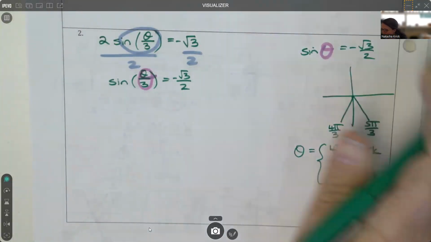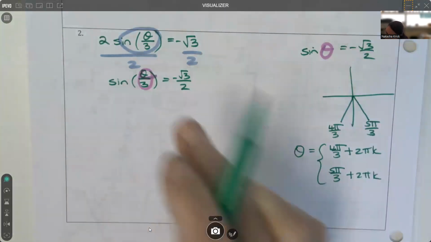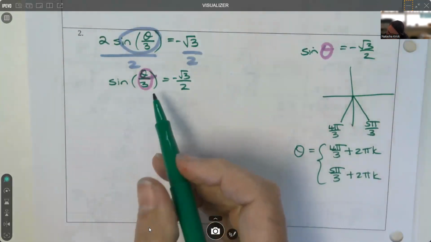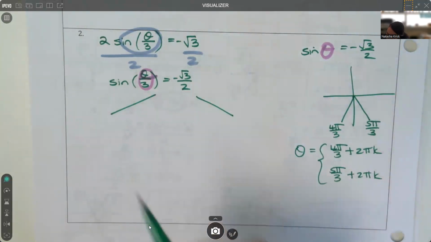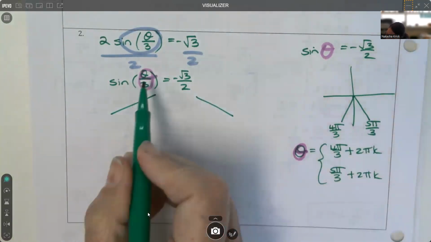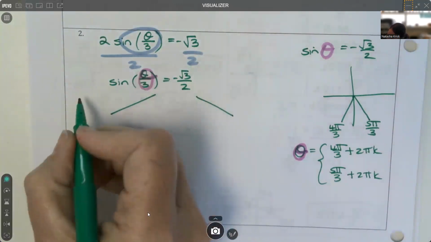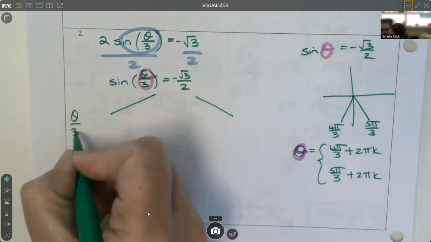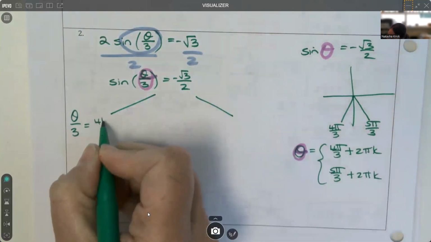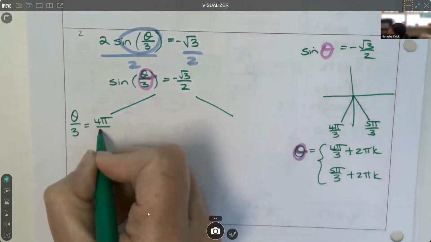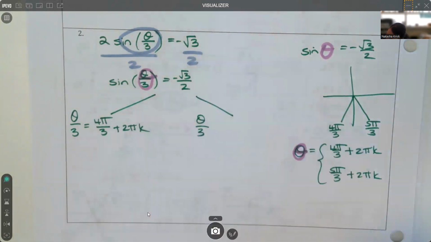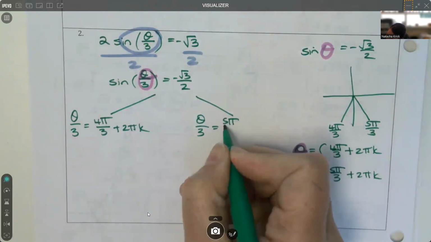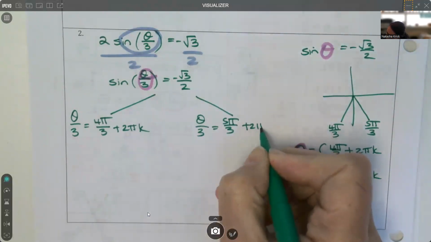So once we've done that little side calculation, I'm going to come back over here and see what's going to happen. Because I've got two solutions, I'm going to split this into two different things. The first thing I'm going to say is, okay, this was what my theta was, but actually inside there is theta over 3. And so theta over 3 could be 4 pi over 3 plus 2 pi k, or theta over 3 could be 5 pi over 3 plus 2 pi k.